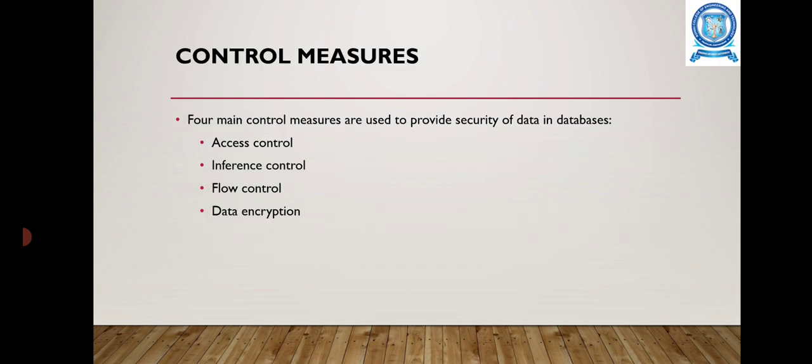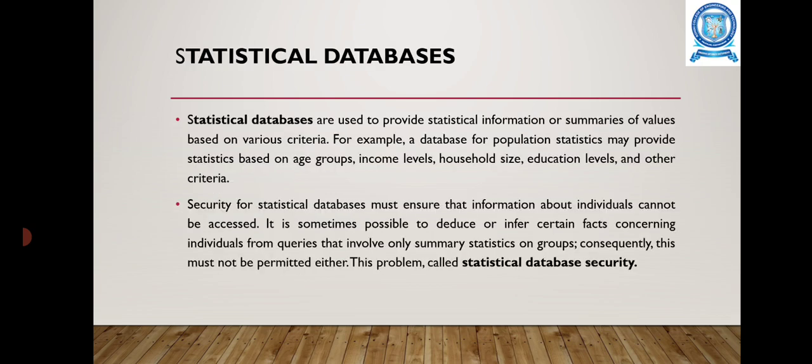Then control measures. There are four main control measures used to provide security of data in a database. First one is access control, second one is inference control, third one is flow control, and fourth one is data encryption. Then the next one is statistical databases. Statistical databases are used to provide statistical information or summaries of values based on various criteria.